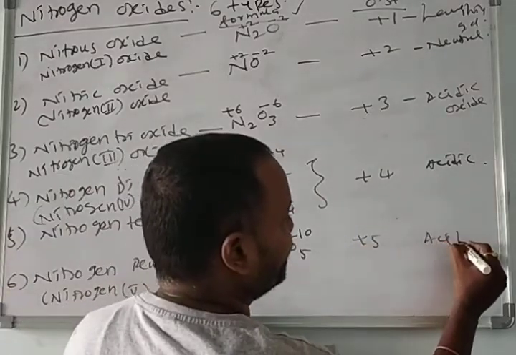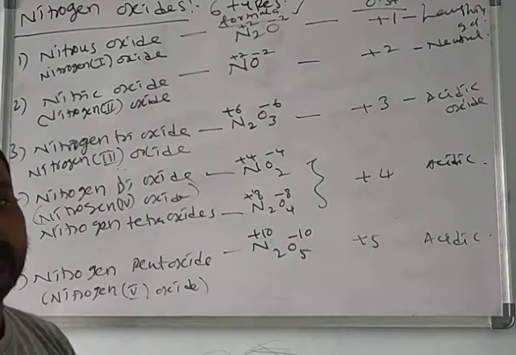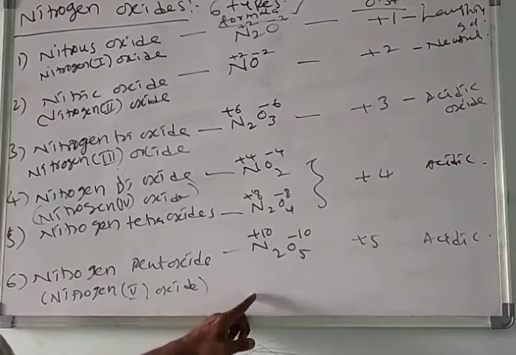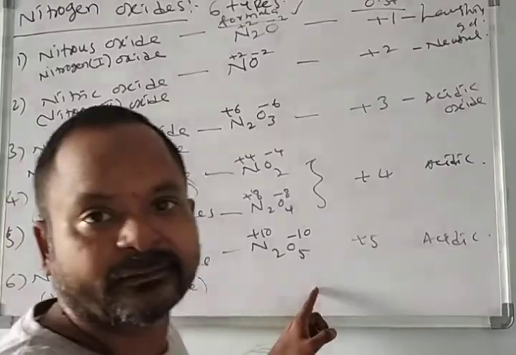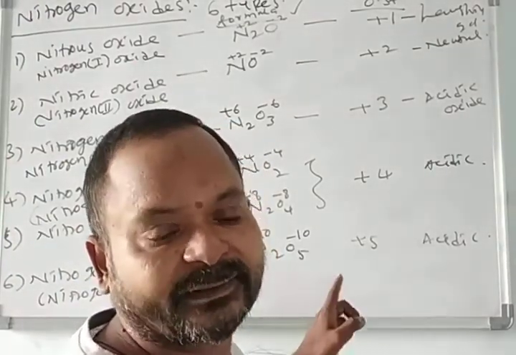It is also acidic. Why is it acidic? When it is dissolved in water, it gives nitric acid. It is also considered the anhydride of nitric acid.